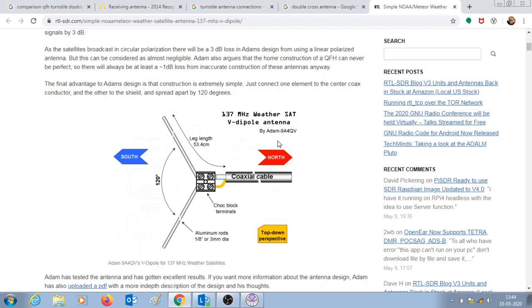And this antenna is designed by Adam, 9A4QV. As I was saying, it was very easy to build. I can understand this antenna, I can troubleshoot it if something goes wrong, and it would be a good first step to enter into this interesting hobby of receiving from weather satellites. So that's why I decided to use this antenna.